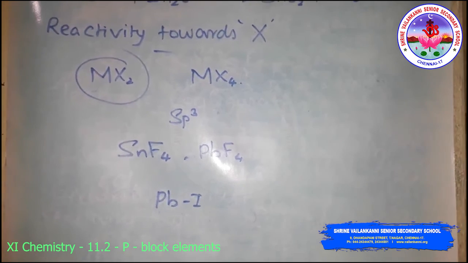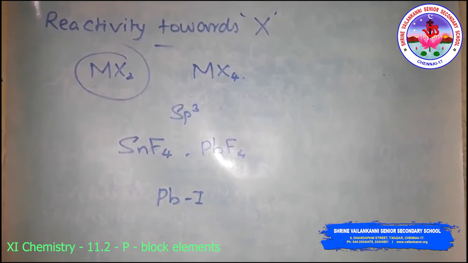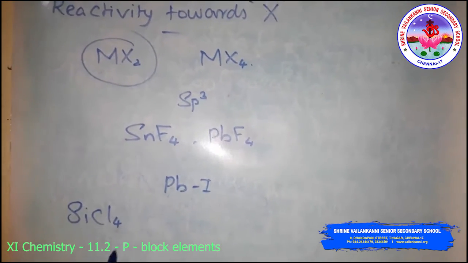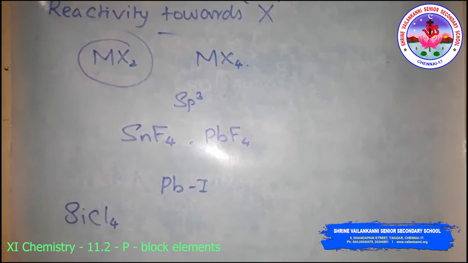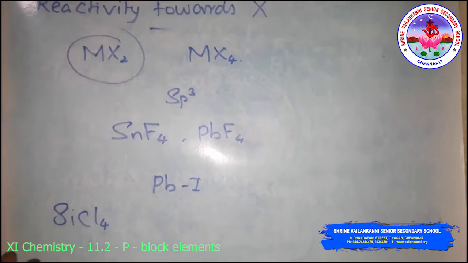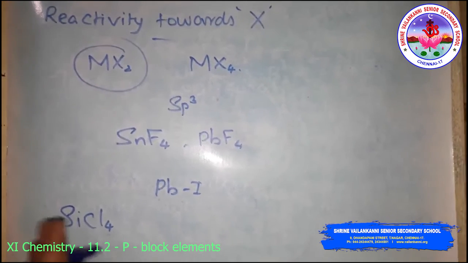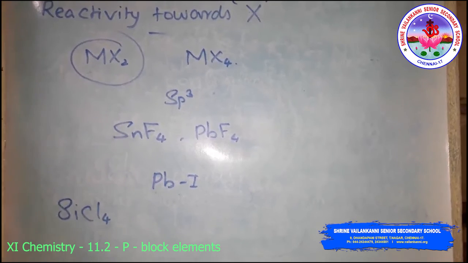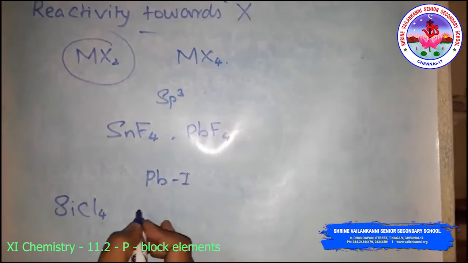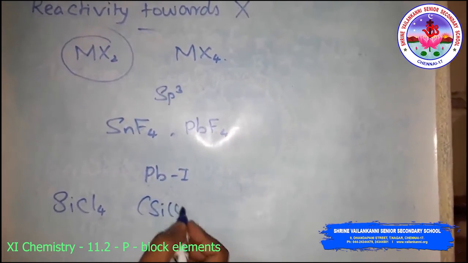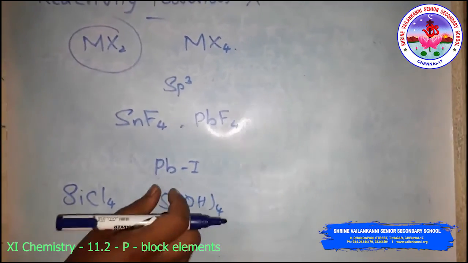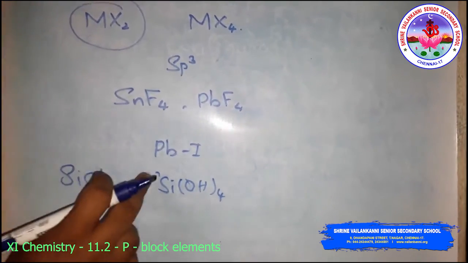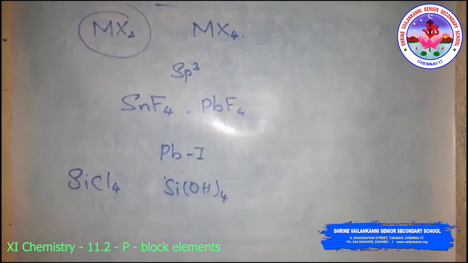That hydrolysis can be understood by taking the example of silicon tetrachloride. It undergoes hydrolysis by initially accepting the lone pair of electrons from the water molecule in the d orbital of silicon, finally leading to the formation of silicic acid.